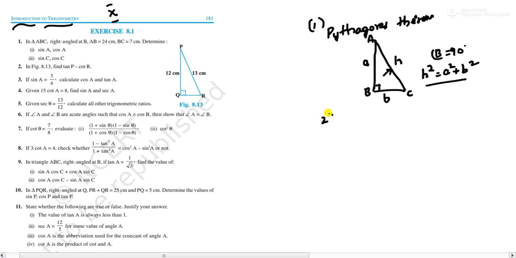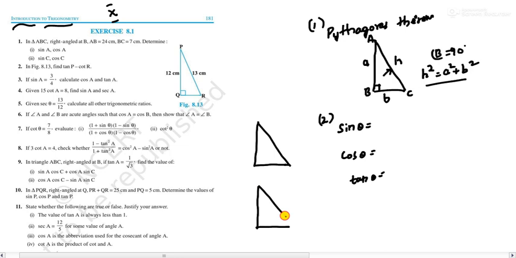Second thing is, you should be aware of these values: sine theta, cos theta, tan theta, and how they are related with their sides. Consider a right angle triangle, I will draw another same right angle triangle over here. If theta is taken over here, this is 90 degrees. The side opposite theta is called opposite, the opposite of 90 is the hypotenuse, and the rest one is called adjacent. Remember this: O, H, A.